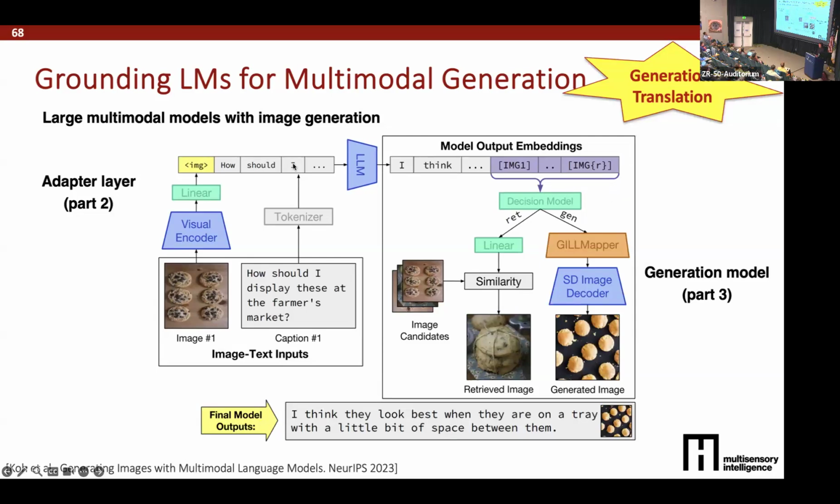And the model can then decide whether to retrieve some candidates of how it should visualize it, or also generate using stable diffusion what kind of outputs it would like to generate. And it can essentially give you both of them. And you can also choose based on what the user prefers: "I think I look best when they're on a tray, a little bit of space," and therefore return you the generated image.